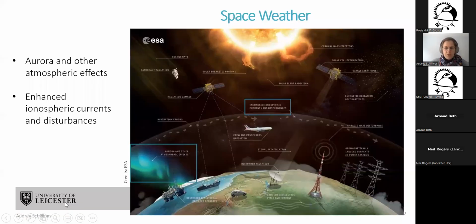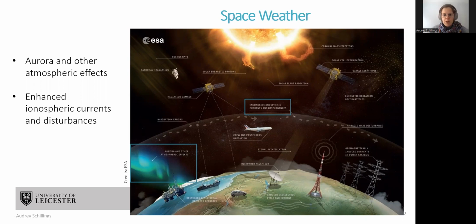So first, I'm basically working in space weather. This is the general picture from ESA. In space weather, you have different parts. Here you have the sun with a lot of eruptions, and then it can do different things to the satellites, and then it can arrive at the Earth and the ground, and cause problems in our infrastructure. I'm looking basically at aurora and other atmospheric effects, shown over here, and also enhanced ionospheric current and disturbances. So we are not in the engineering part of space weather.